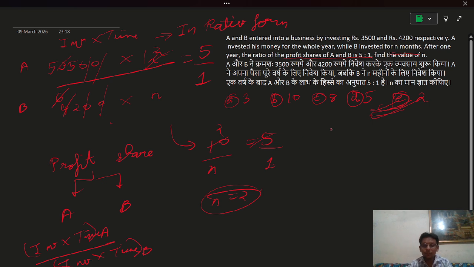Clear with the concept? What is the concept? Investment into time for individual entity, then equating them in the form of ratios, and the final profit we will equate in the end in the ratio of their investment into time, then we will get the final answer.